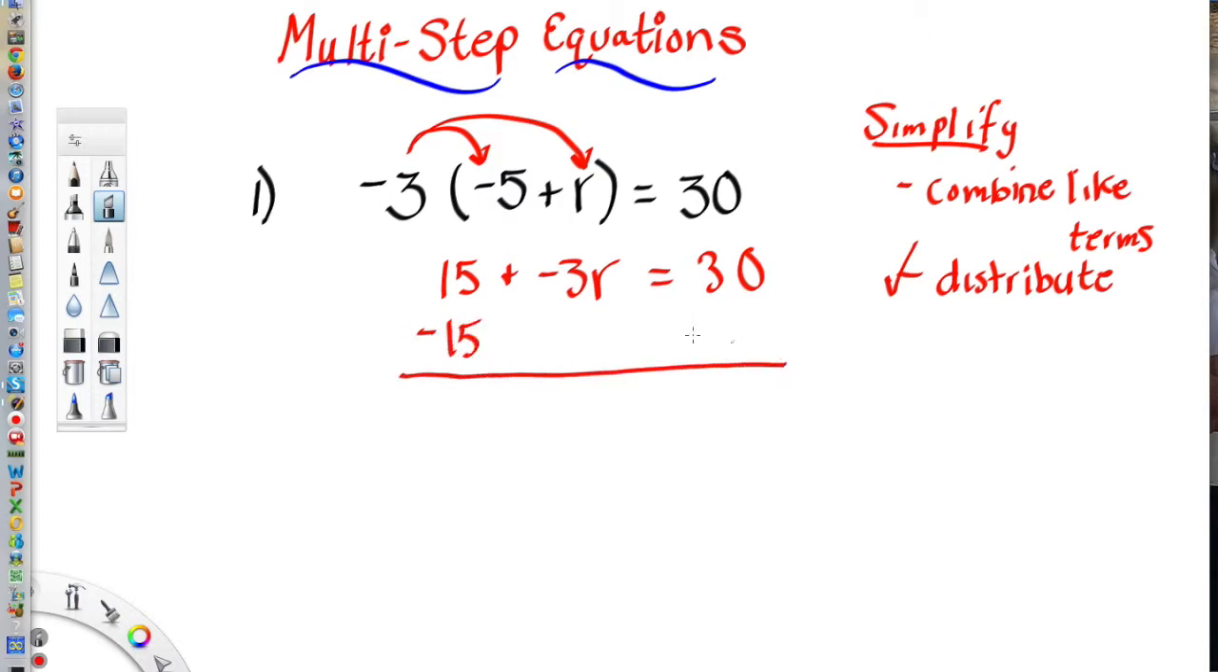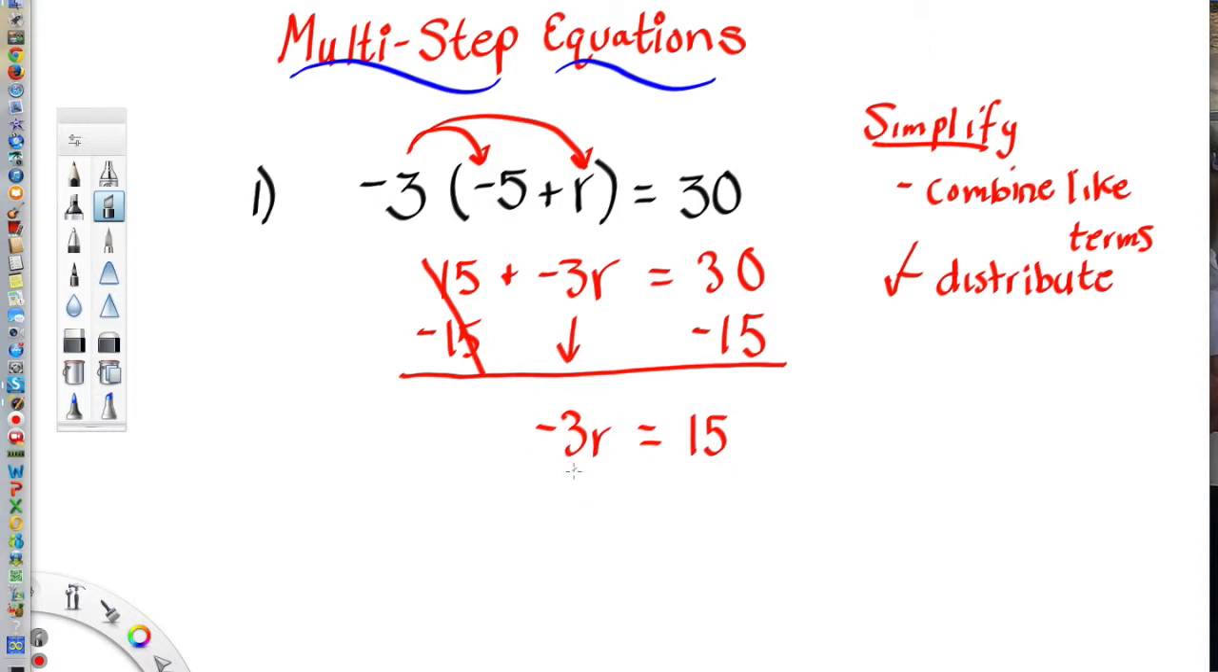I want to get rid of it because I want to peel away all the layers, all this extra mathematical information that's on the variable side until I have nothing left but the variable. And we know what I do to one side of the equation, I must do to the other side to keep it balanced. My 15s cancel each other out. I bring this down, and now I have a -3r is equal to 30 minus 15, which is 15.